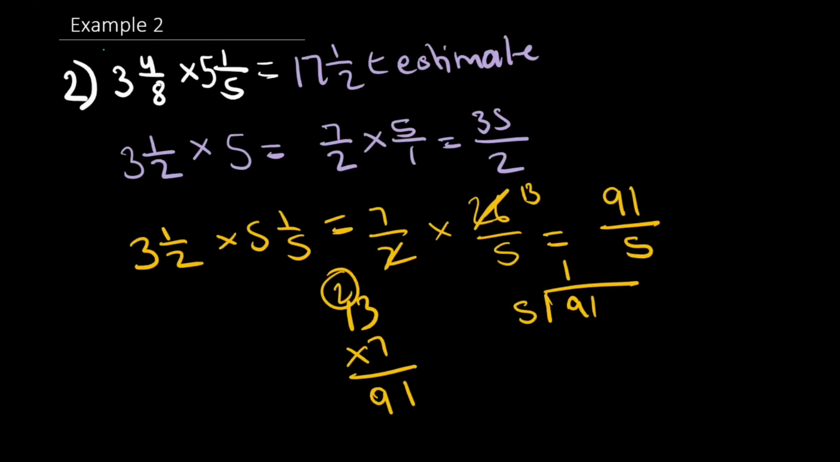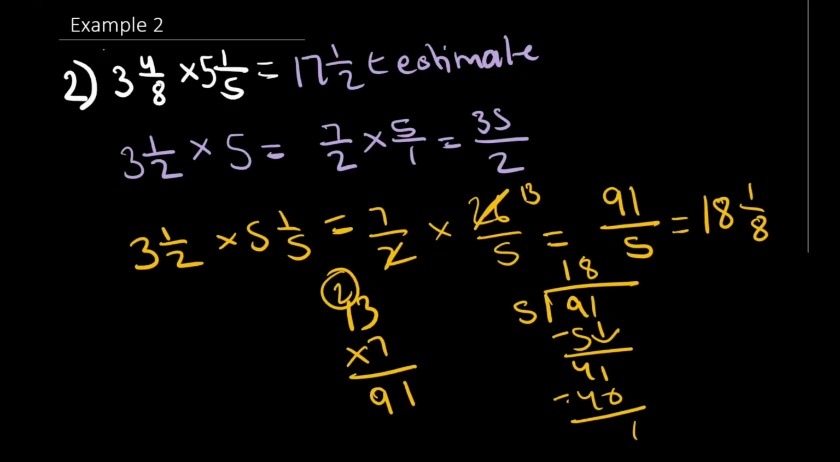So 5 goes into 9 one time. And then we subtract. 9 minus 5 is 4. And we drop down the 1. So 5 goes into 41 8 times, and we'll have a remainder of 1. So our answer will be 18 and 1/5. Oops, not 1/8, well 1/5.